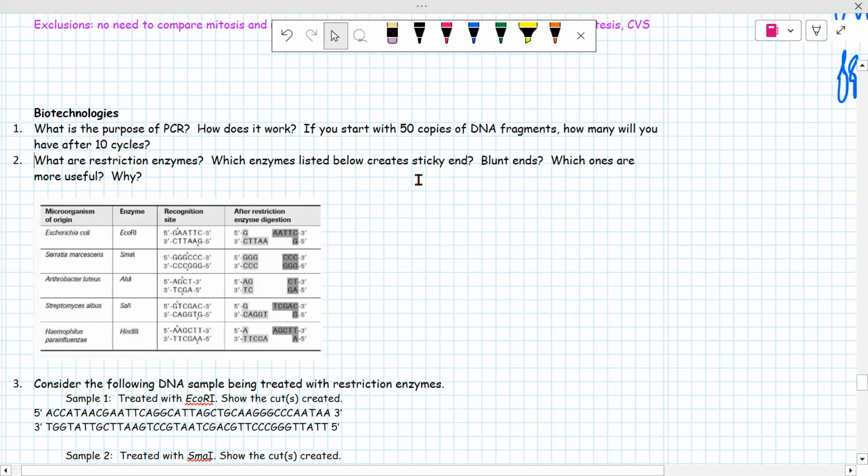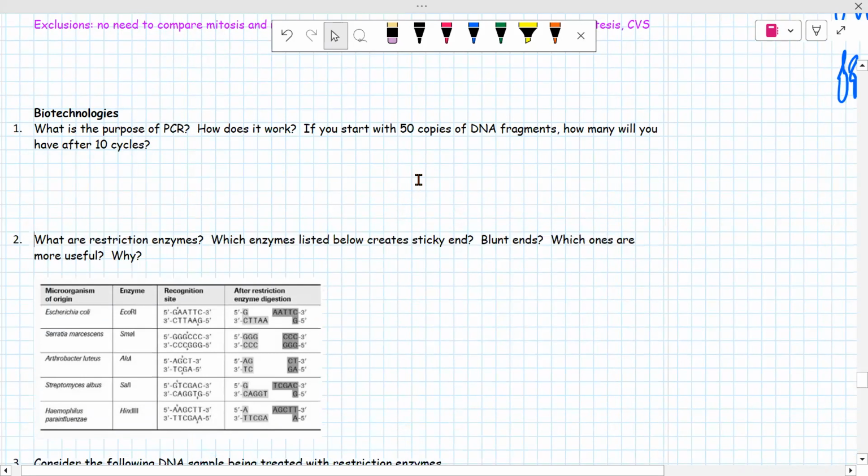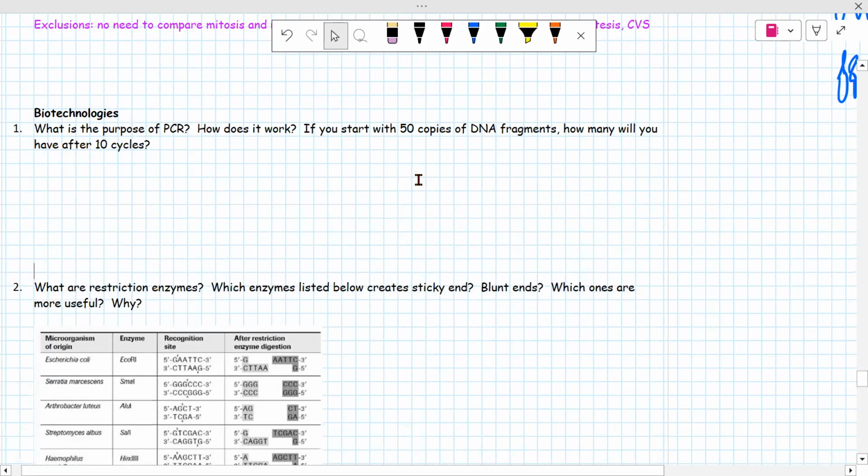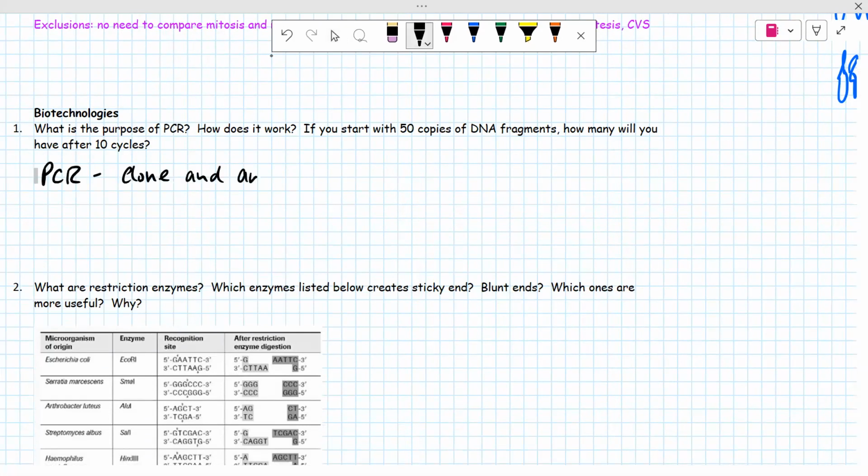Okay, biotechnology, let's go. What is the purpose of PCR? The purpose of PCR is to basically clone and amplify DNA. You make many, many copies of a specific sequence of DNA.